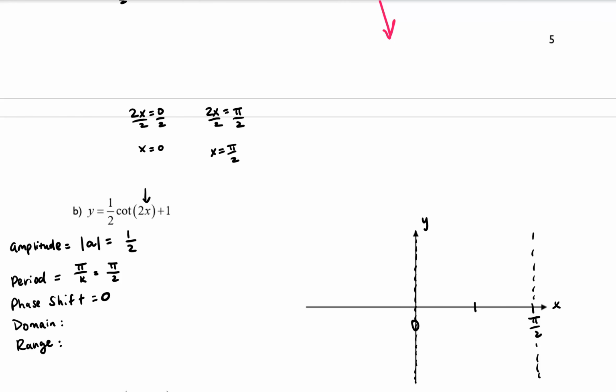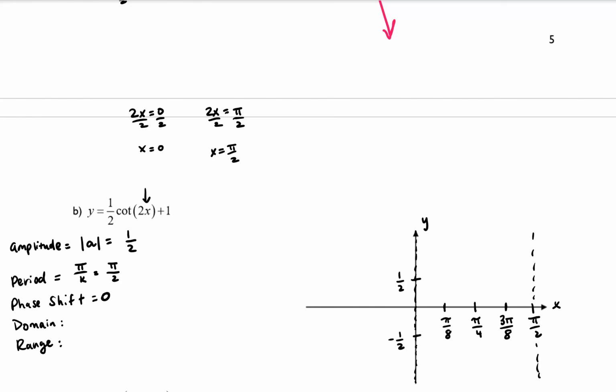And then let me go ahead and fill in some more values. Halfway between 0 and pi over 2 is pi over 4. Halfway between 0 and pi over 4 is pi over 8. And then halfway between pi over 4 and pi over 2 is 3 pi over 8. And let's see, our amplitude is 1/2. So let's say that's 1/2. That is -1/2.